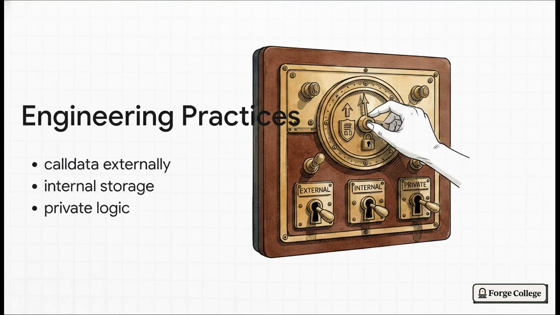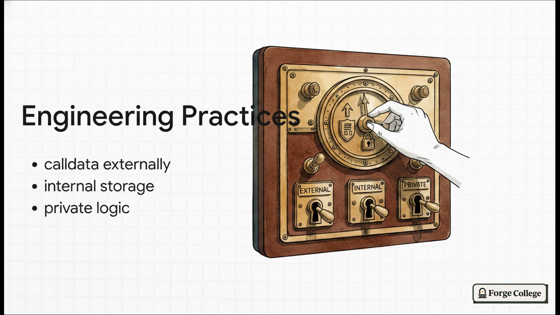So treat your visibility modifiers as the strict API contract of your machine. When another developer reads your code, external tells them, hey, this is explicitly for the front end or other smart contracts. Internal tells them, this is for my derived factory line. And private clearly says, hands off, this is my highly sensitive internal logic.